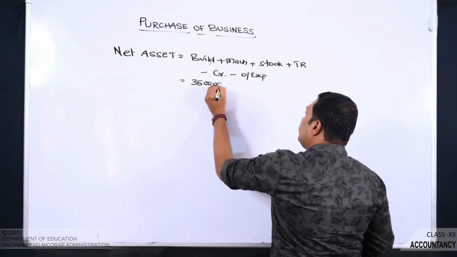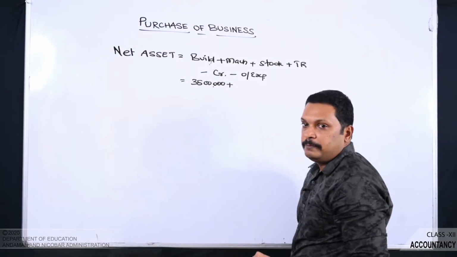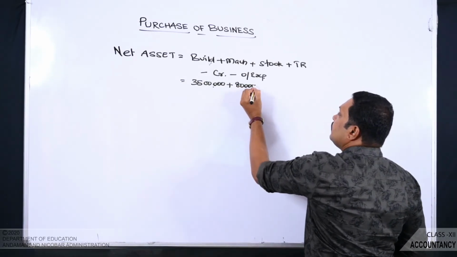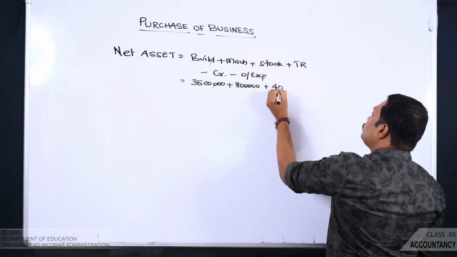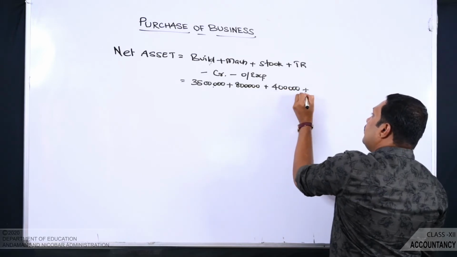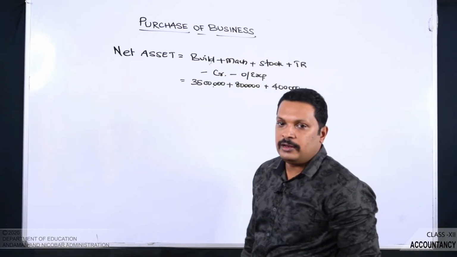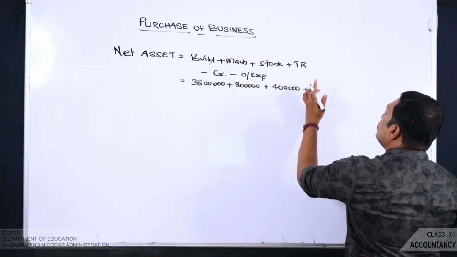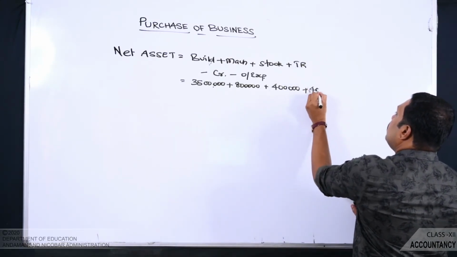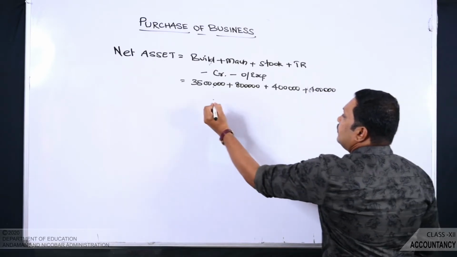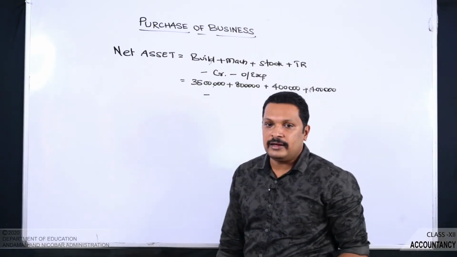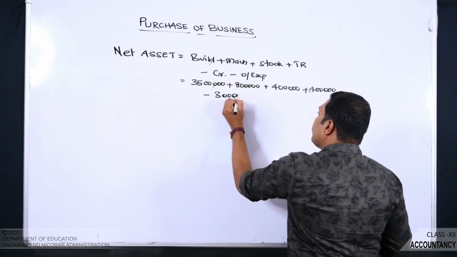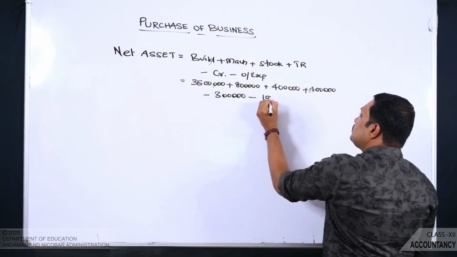Okay. Then what is the amount of machinery? Machinery is 8 lakh. Stock 4 lakh. Trade receivable is also 4 lakh. Then what is the amount of creditor? Creditor 3 lakh. And outstanding expenses 1 lakh.